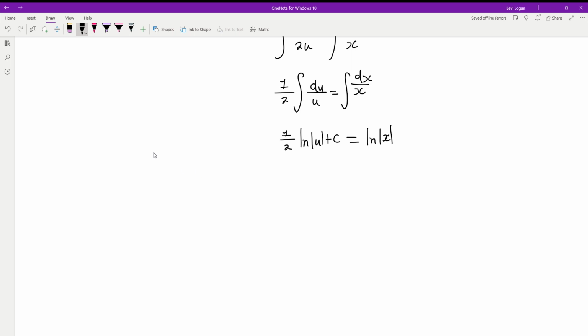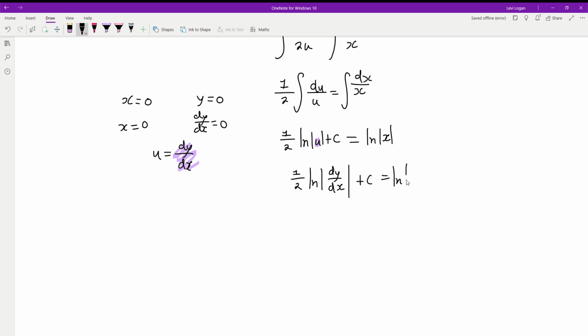Okay. Now, this is where our substitution comes in again. So, what was u? u was dy/dx. What do we get told? When x is equal to 0, y is equal to 0. And when x is equal to 0, the first derivative is equal to 0. So, we want to get rid of this plus c. So the way we do that is we're going to put this guy into here. So we will have everything as normal again. So half natural log of the absolute value of dy/dx plus c is equal to log of x.